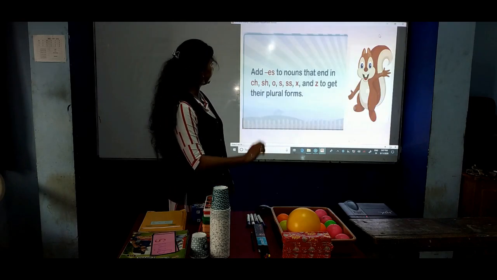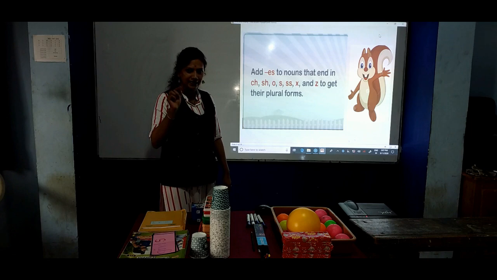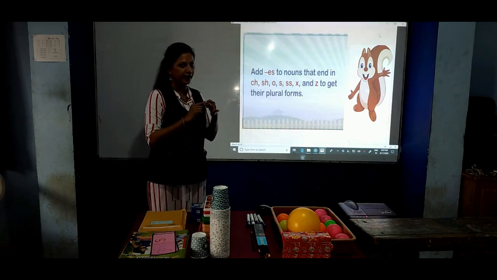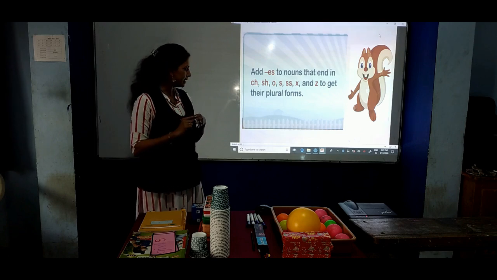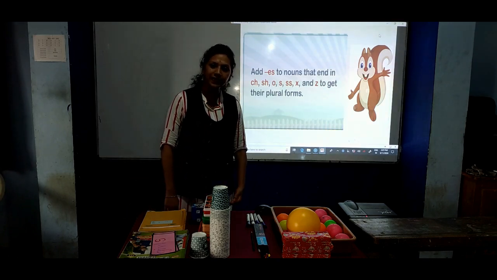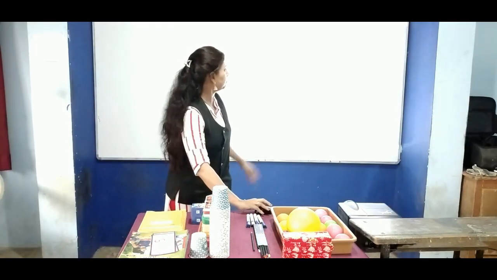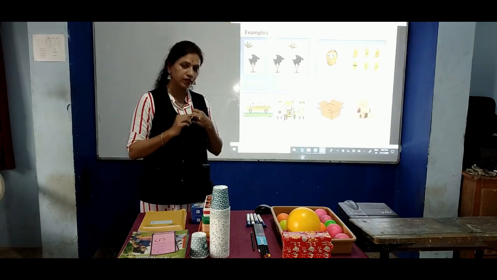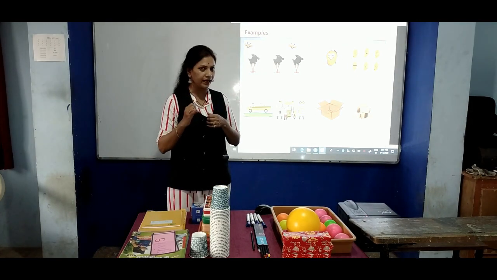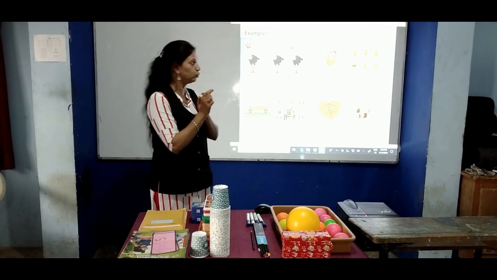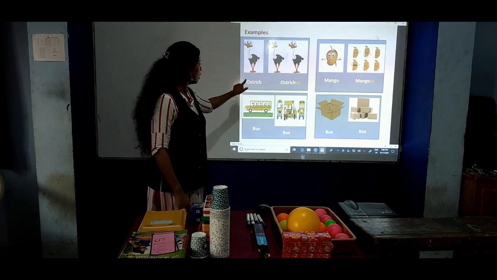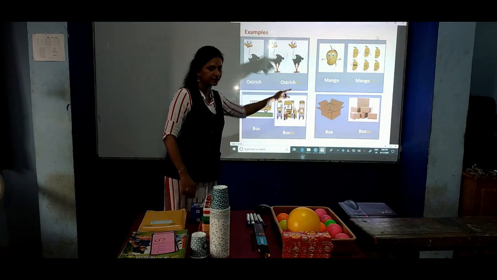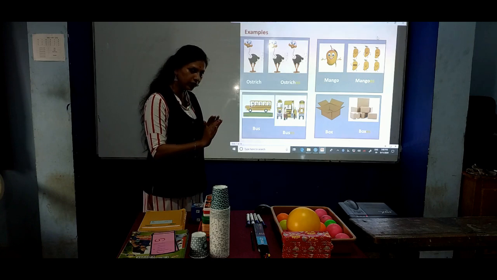Now next, add es to nouns that end in ch, sh, o, s, double s, x and z to get their plural. Keep in mind that the word ends with ch, sh, ss, o, x or z. At the end of this word, we have to use es. The example is ostrich. The word ostrich ends with ch, so I added es. Here we are not using only s to make a plural.